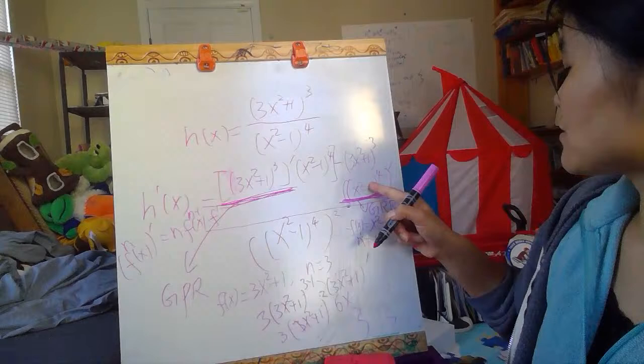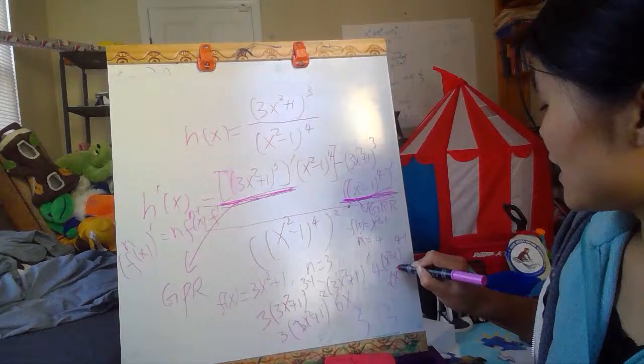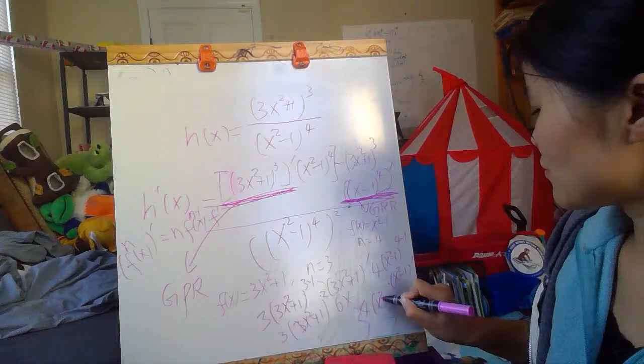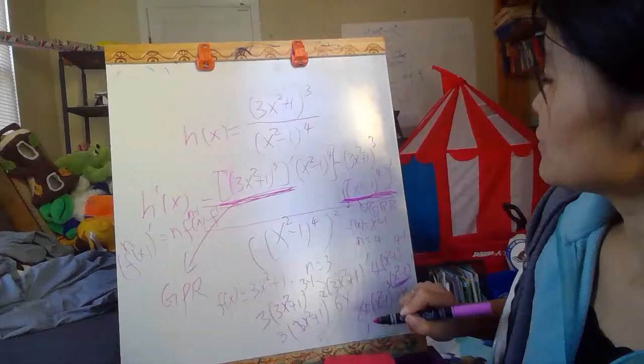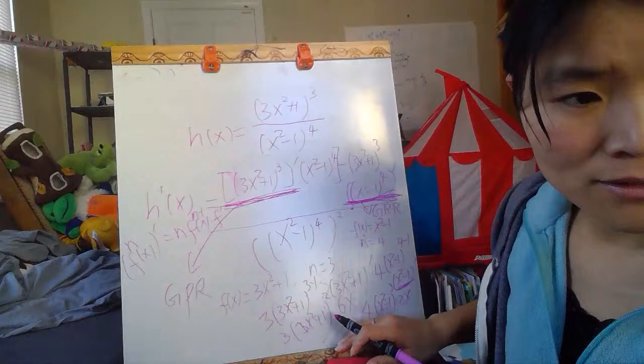So if you use the general power rule, it is 4 times x squared minus 1 to the 4 minus 1, then times the x squared minus 1 prime. So this equals 4 times x squared minus 1 cubed. This part of the derivative is 2x. So we finish this derivative. You write it down nicely, and you will find the whole answer for this. That's okay? Does that answer your question?